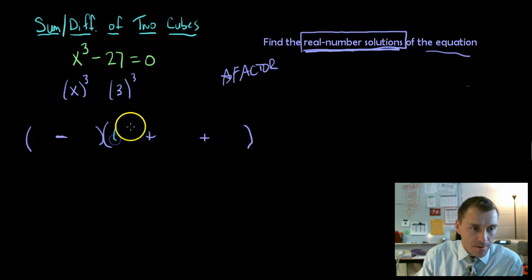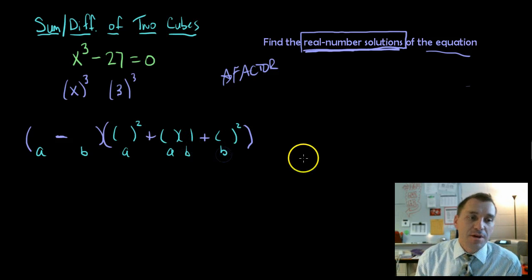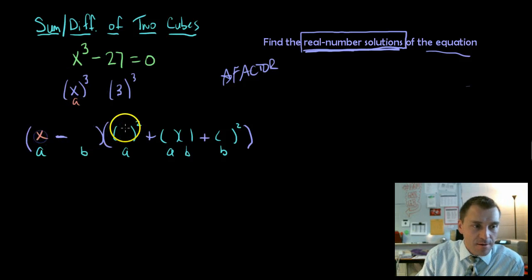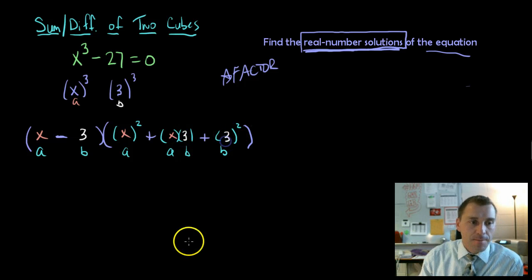So over here, I'm going to square whatever it is. I'm going to put this there, and this there, and square that. So remember, A goes there, B goes there. A goes there, A goes there, B goes there, B goes there. So I'll take my X, which is my A, and put it in there, there, and there. And I'll take my B, which happens to be the 3, and put it in there, there, and there.